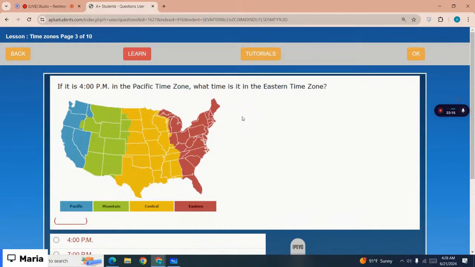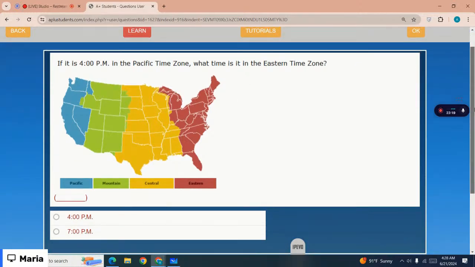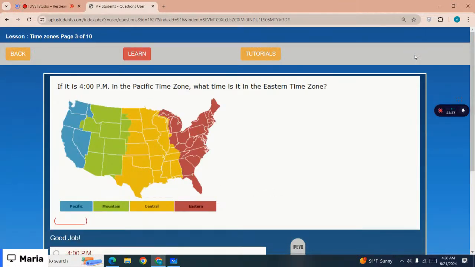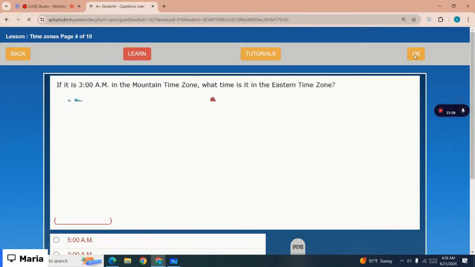Pacific time zone is 4 and eastern is 3 hours ahead, right? So that would be 7, 3 hours ahead. That would be 7 p.m. The correct option is 7. You have to add 3 to 4. So the correct option is 7.